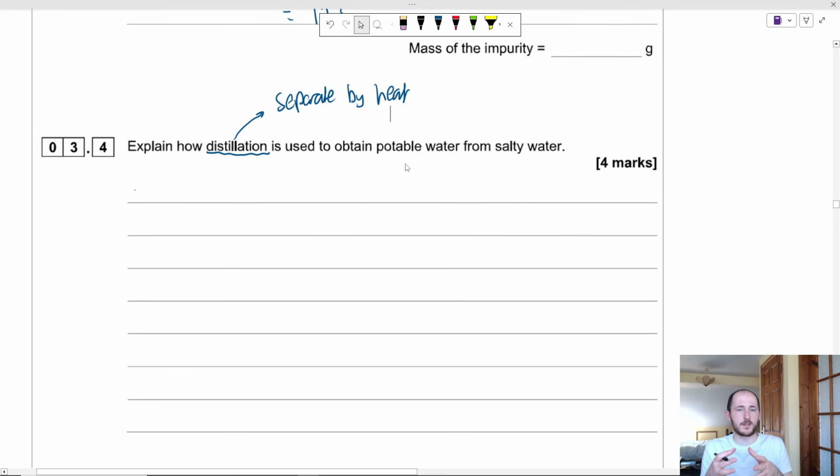Think about it. I have salty water. So what is that? It's water with salt in it. I know, right? This is why I'm a teacher. It's amazing. So I want to separate water from salt by applying heat. That's basically the 4 marks. You heat up salty water so the water evaporates and the salt is left behind, and then you just cool down the water vapor, which is just liquid water. That's it. 4 marks. Really quick and easy.